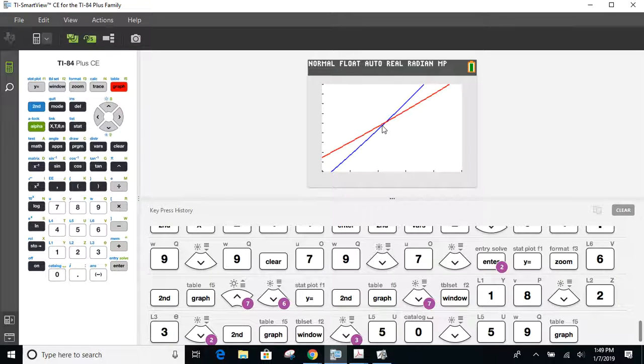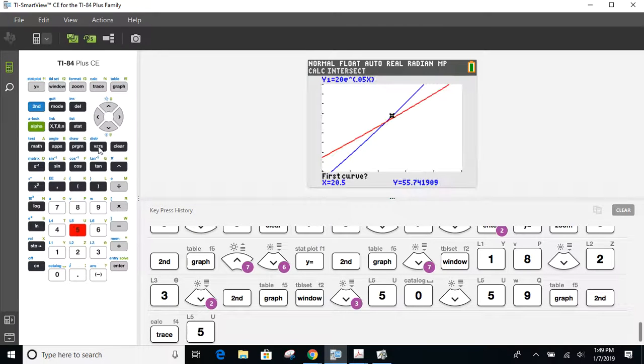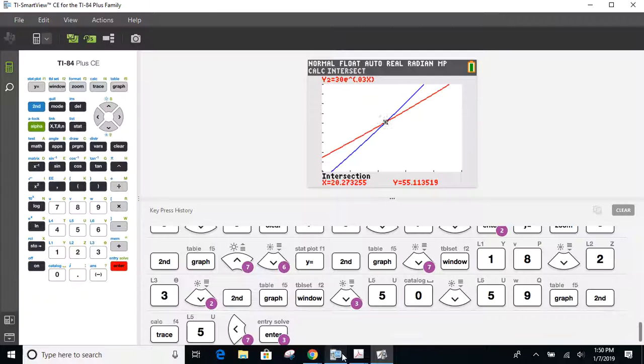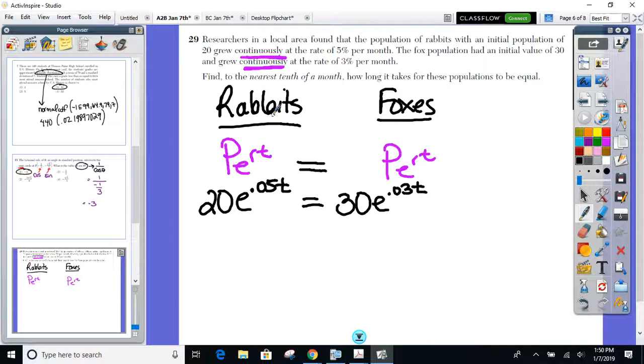All right. That's great, but how do I find the point that they intersect at? Second trace. Number 5, intersect. Move that little cursor, that spider boy girl, right over there, right on top. Enter first curve, enter second curve. Yes. All right. So 20.273255, but I have to round it to the nearest 10th. So I'm going to write down that T equals 20.3.